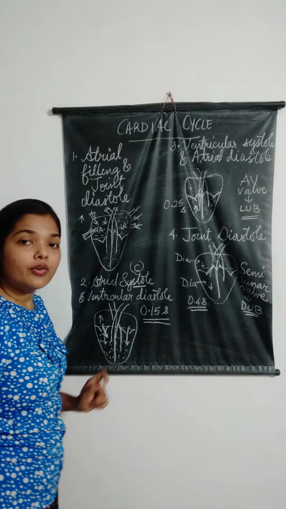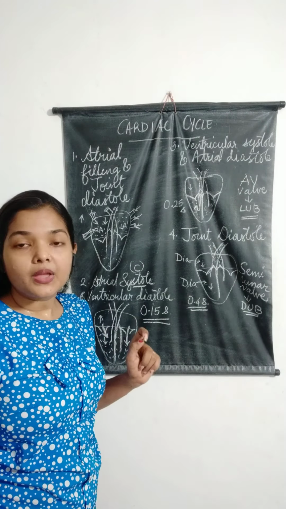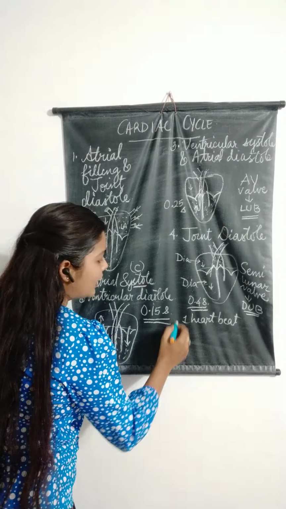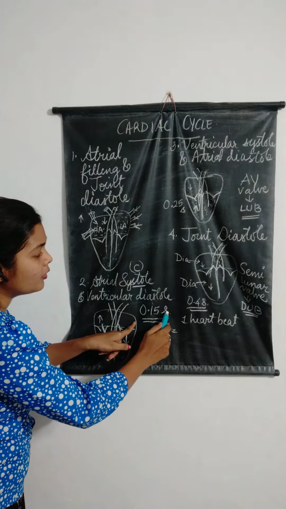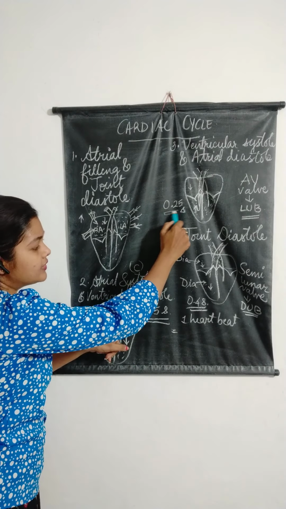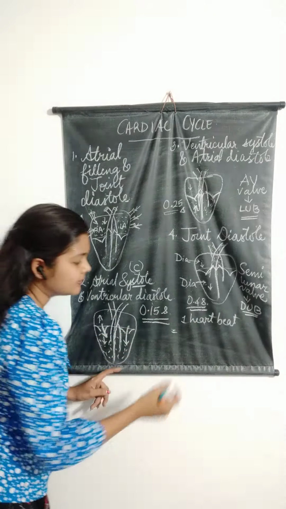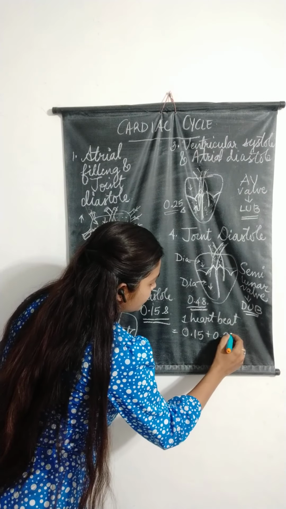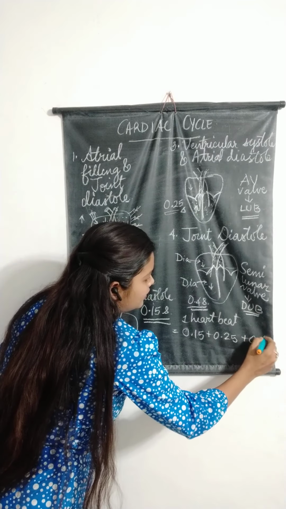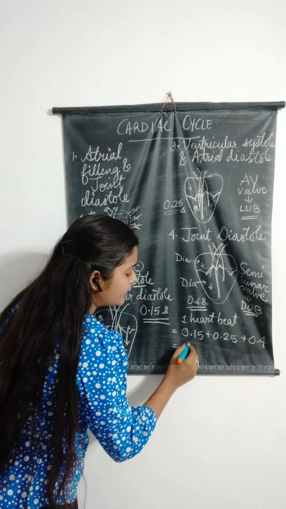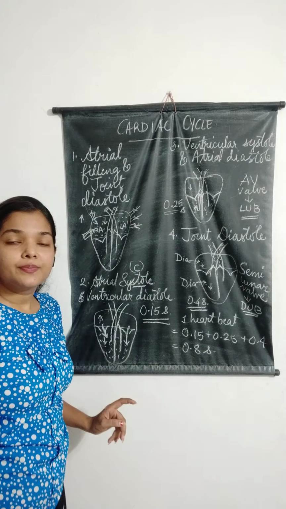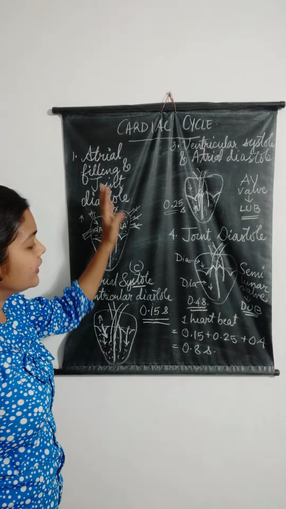So for one heartbeat, how much time is taken? Time taken for one heartbeat, or one cardiac cycle, is equal to 0.15 plus 0.25 plus 0.4 seconds. When you add all these three, you will get the answer, that is 0.8 seconds. So this is all regarding the cardiac cycle.